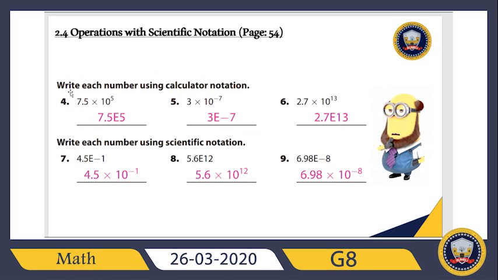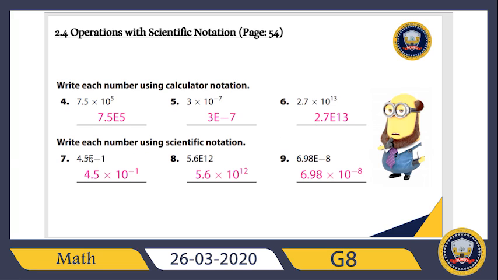Now, this is another easy example. It's just like asking you to write these numbers here in calculator notation. All you are going to do is convert or change this times 10 to the power with e. So 7.5 times 10 to the power of 5 in calculator is written as 7.5 e5. This represents the power. For the negative power, the same, you write 3e minus 7. Same thing for this number, 2.7 e13.